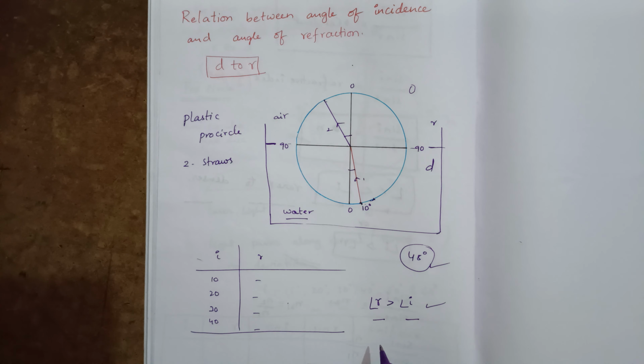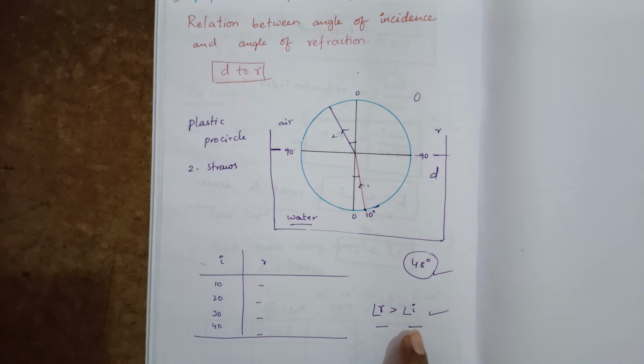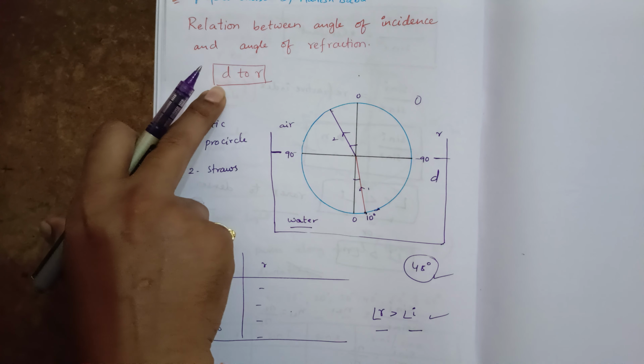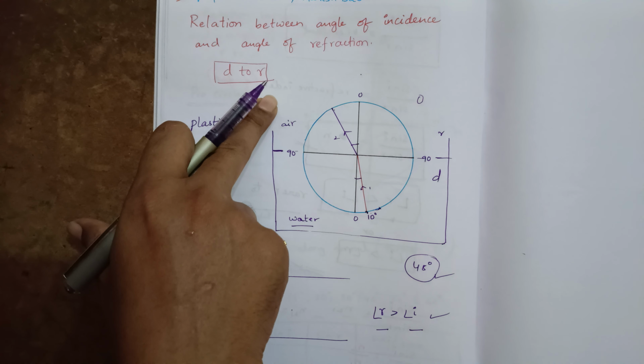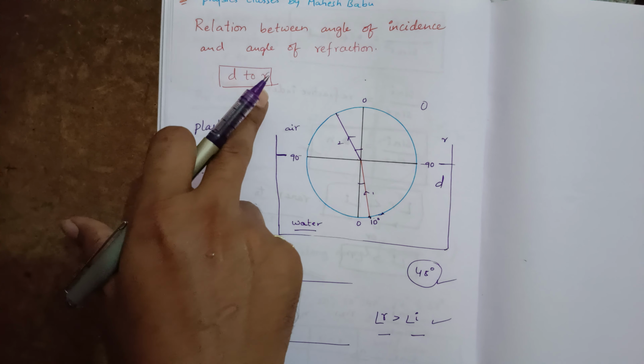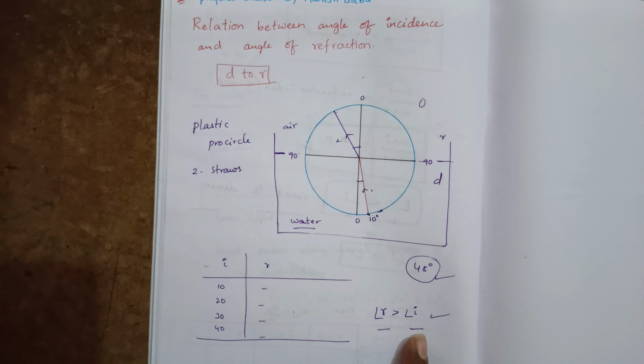For all values of incidence and refraction we can say the angle of refraction is more than the angle of incidence when a light ray travels from a denser medium to a rarer medium. Very important: when a light ray travels from a denser medium to a rarer medium, the angle of refraction is more than the angle of incidence.